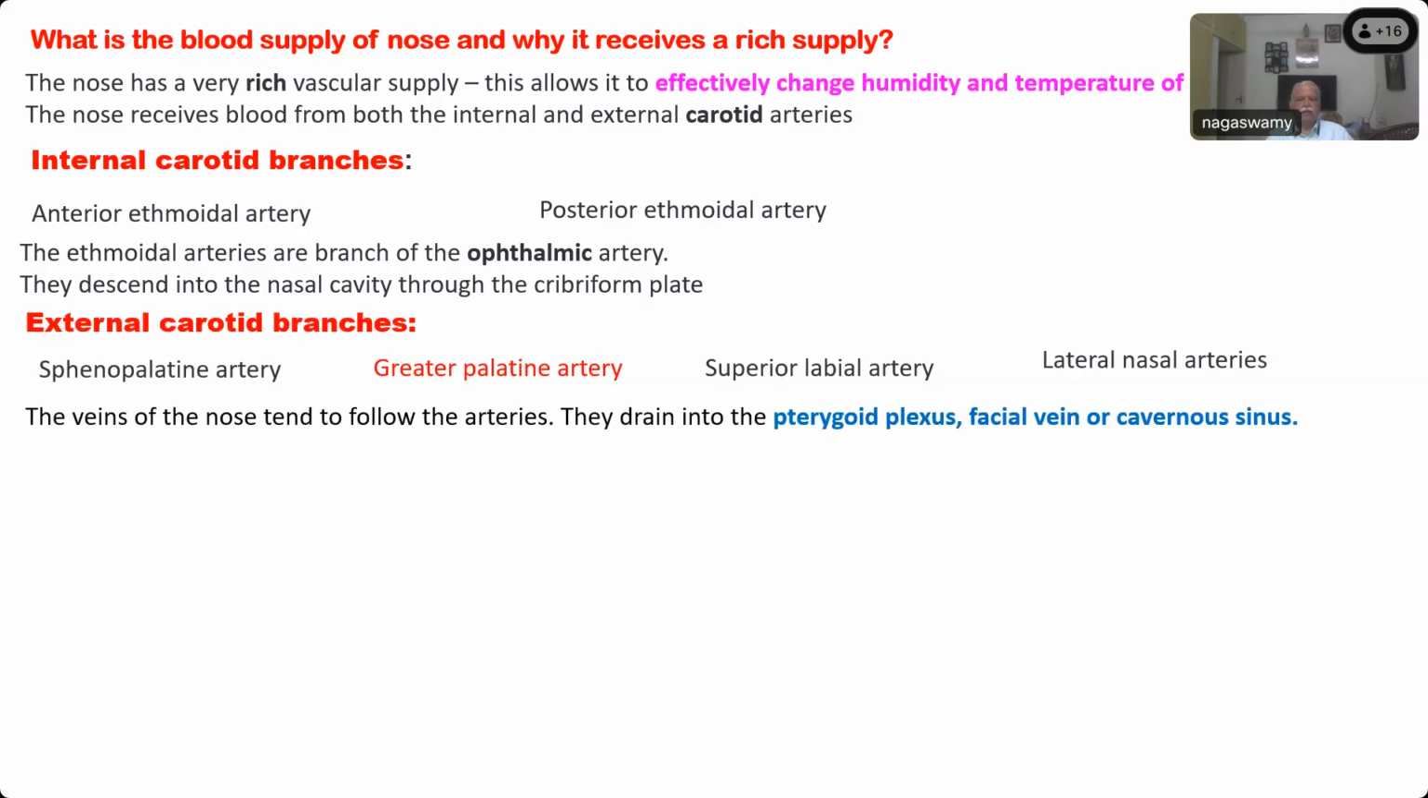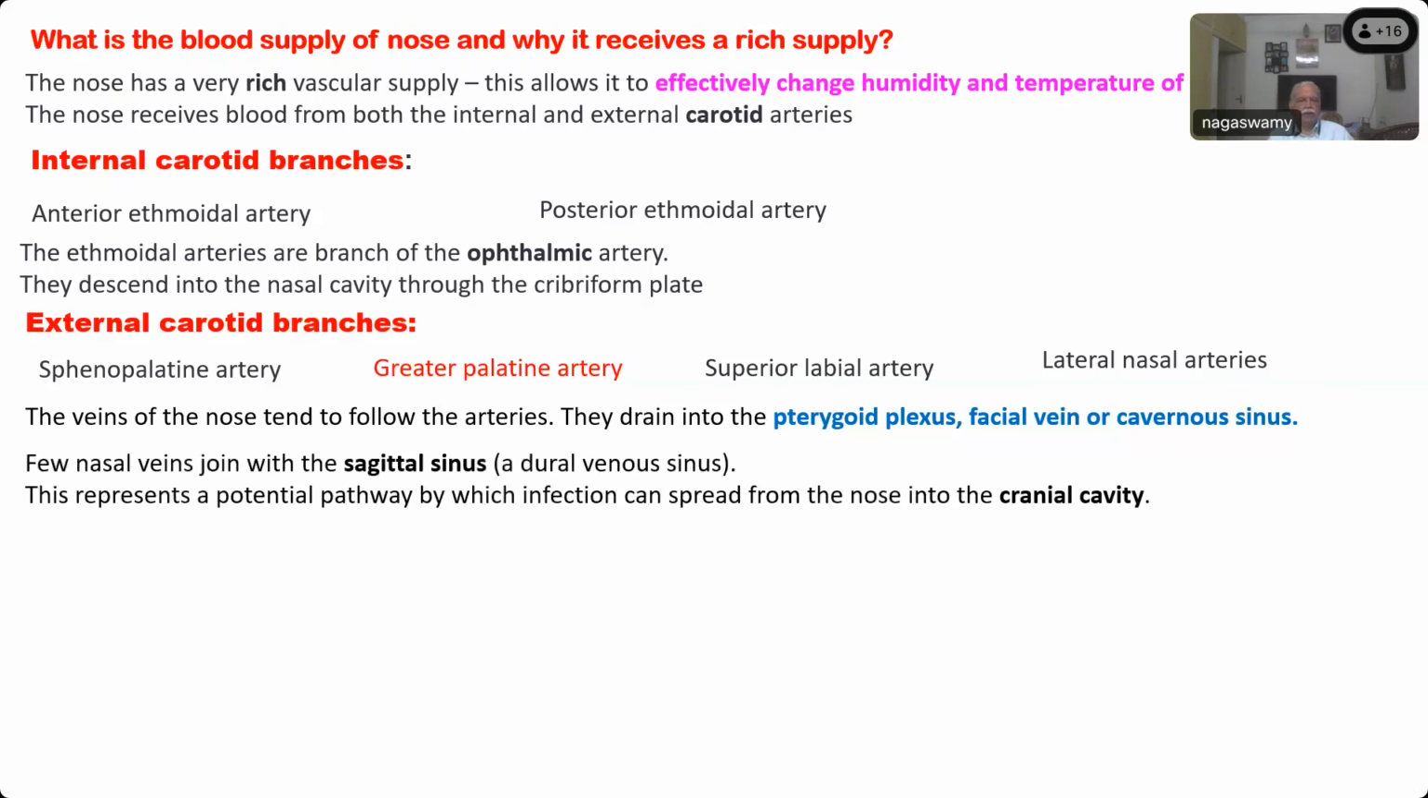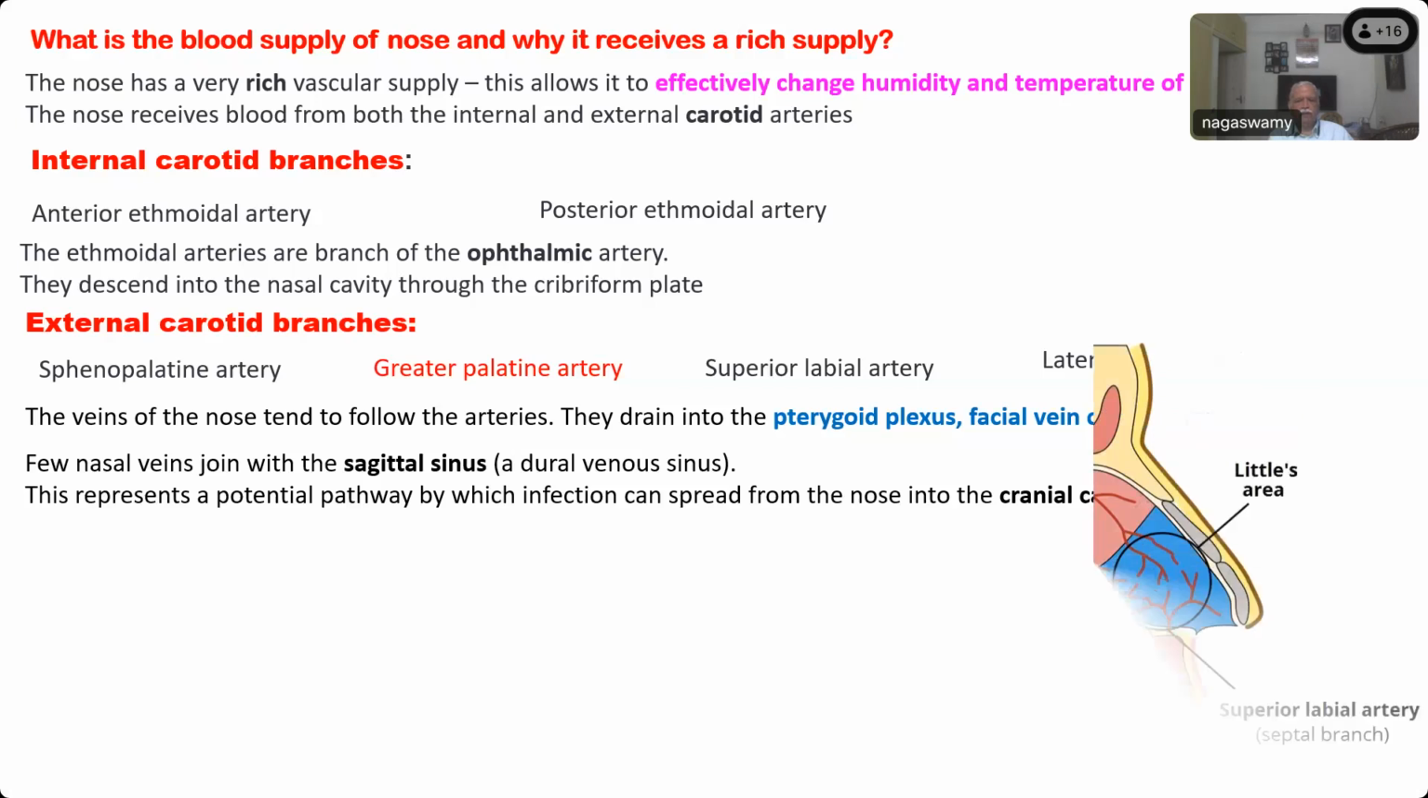This cavernous sinus communication is very, very important, because any infection around the tip of the nose, the columella, that area, has a communication with the cavernous sinus. Any infection there that is not properly treated can spread to the cavernous sinus and produce what is called cavernous sinus thrombosis, which is a very, very grave intracranial pathology. A few nasal veins also join the sagittal sinus. This represents a potential pathway which can cause infection inside the cranial cavity from the nose.